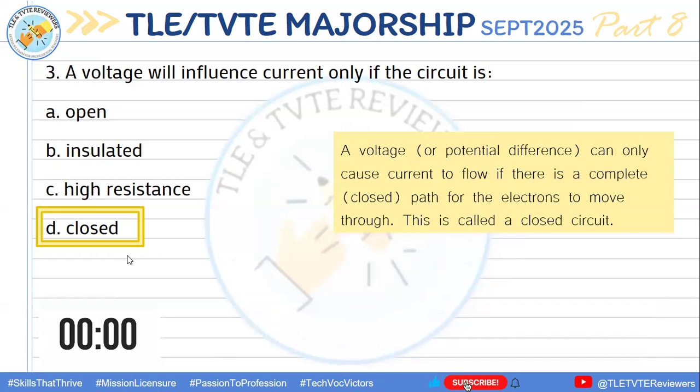Letter A, open. This is incorrect because in an open circuit, the path is broken, so no current flows, even if voltage is present. Letter B, insulated. Insulation prevents current flow. It does not allow voltage to influence current. And letter C, high resistance. This is partially related since high resistance will limit current but won't stop it entirely. So if the circuit is closed, voltage can still influence current in such a circuit. So answer letter D, closed.